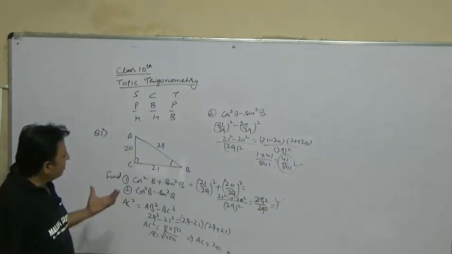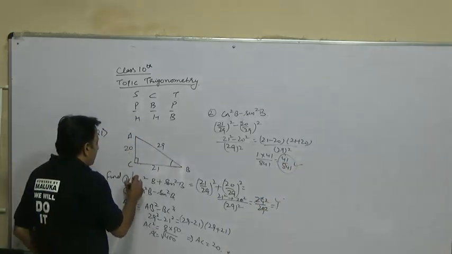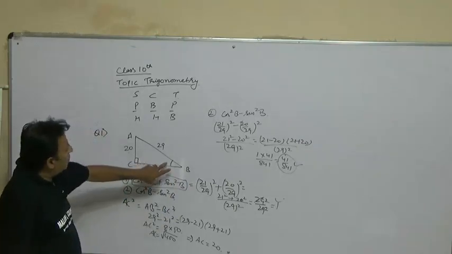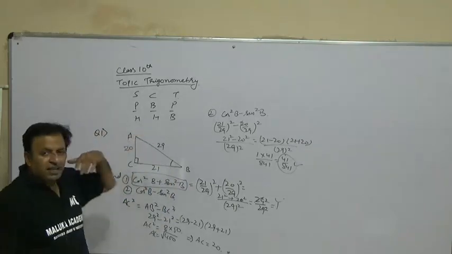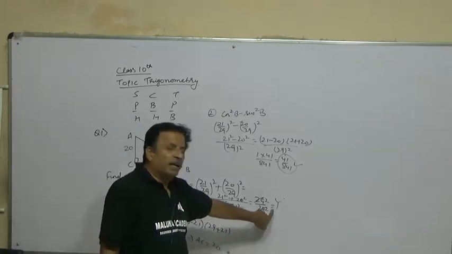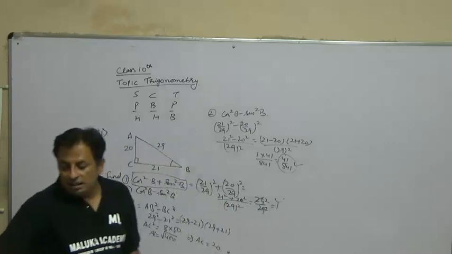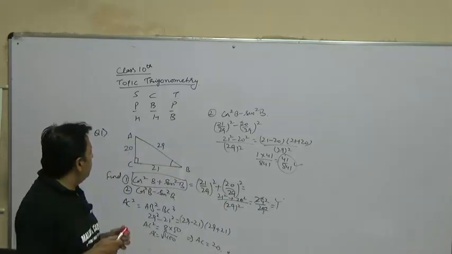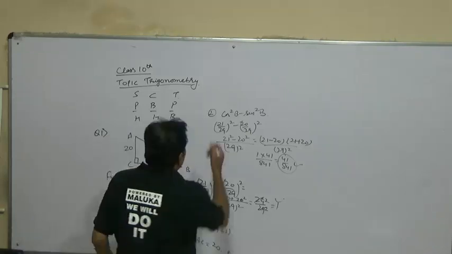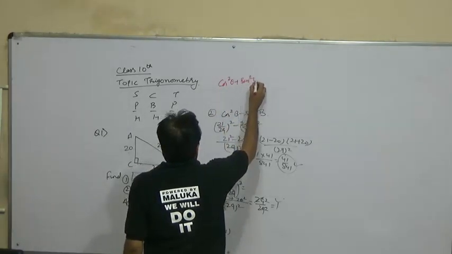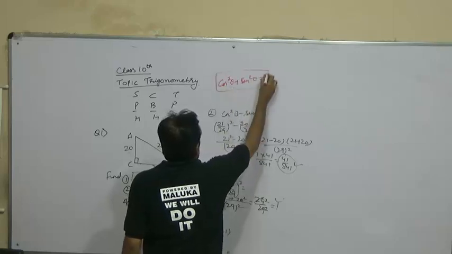Now we can observe this value as cos square B plus sin square B. So it can be either for B or for A, or it can be for any angle. The answer always comes out to be 1. So this is the standard result which we can use in any operation. Cos square theta plus sin square theta will be equal to 1.